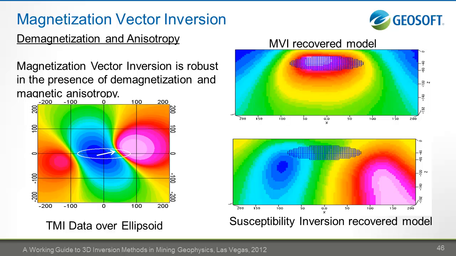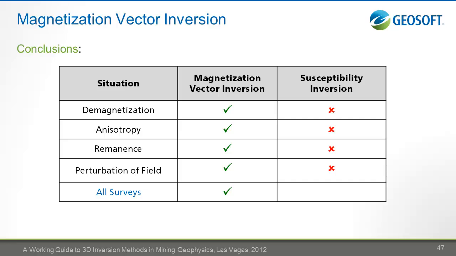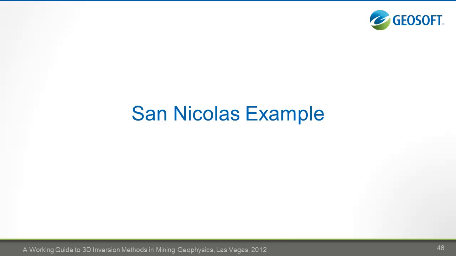So this is just confirming that in the case of either demagnetization and anisotropy, or in the case of remanent magnetization, magnetization vector inversion is a much more robust and better process to use. I've just summarized that as a table here. So our experience has been that it's good to apply this magnetization vector inversion to all survey data. I want to show you now some examples of how to use this in an exploration context. I'll first show you an example from the San Nicolas deposit.